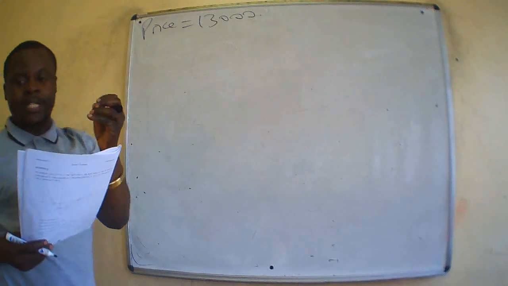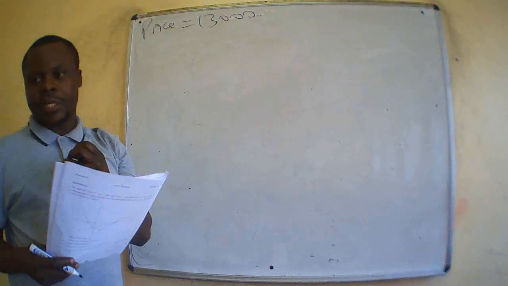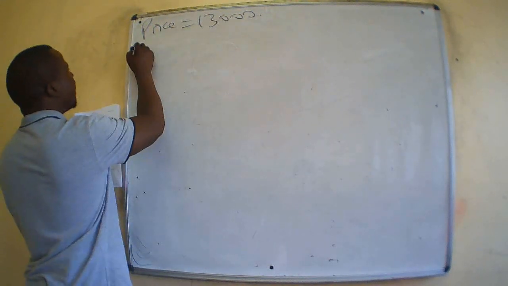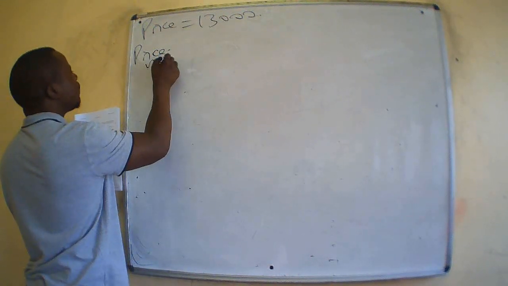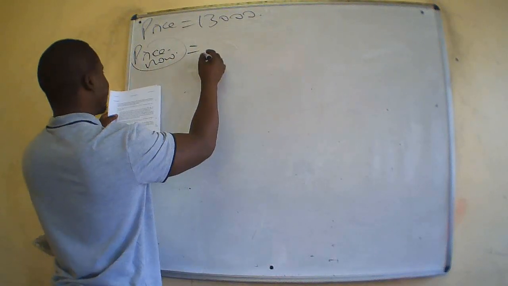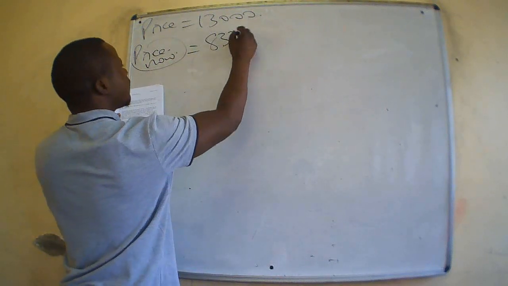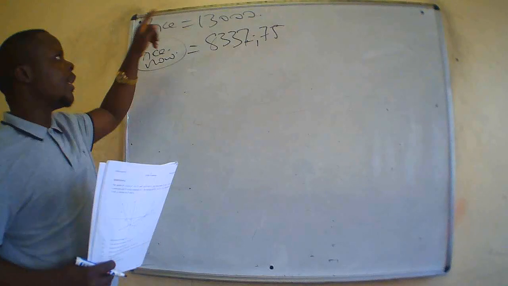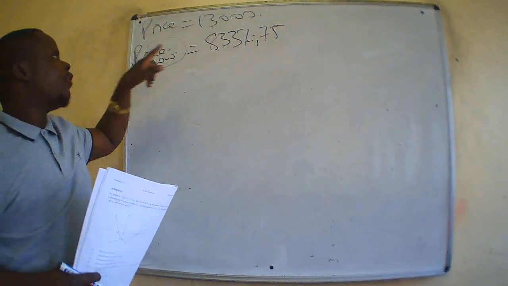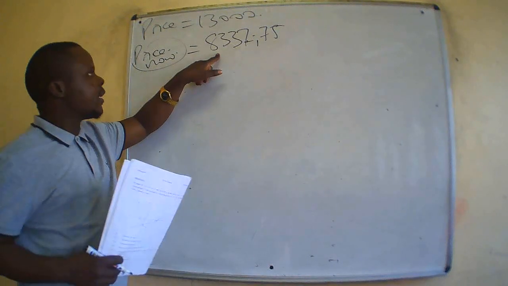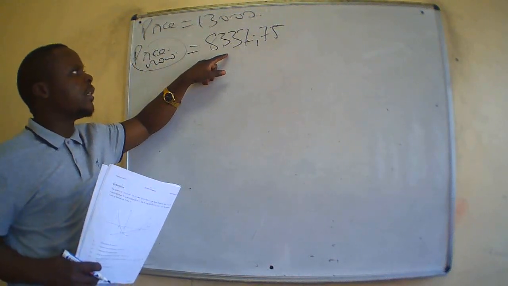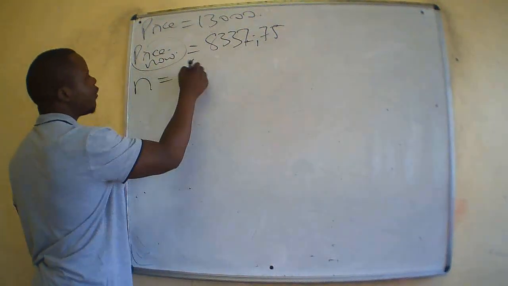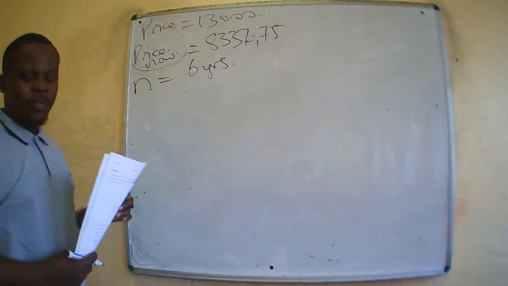The value of this phone is depreciated. So this is a question about depreciation. This was the original price. The phone depreciated, which means the price now, after depreciation, is 8337.75. This is the new price. His phone was worth 13,000 when he purchased it, and it depreciated to 8,337.75. He used this phone for 6 years.